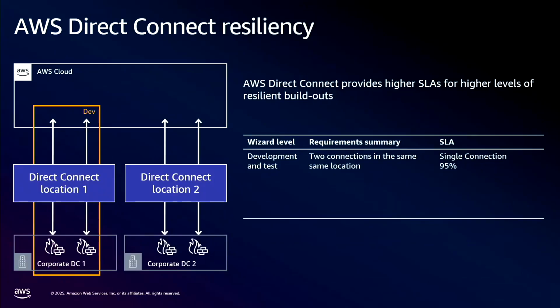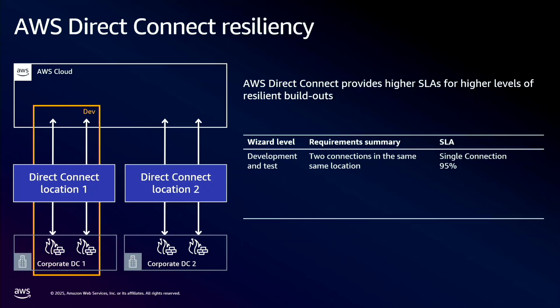What about resiliency? We talked about resiliency for VPN. What about for Direct Connect? Well, resiliency can be thought of in sort of low, medium, and high, if you will, and the way this is facilitated is by the number of physical locations that you choose and the number of circuits you take. So a development and test environment will probably use something like 2 connections in one facility. And this will actually give you a 99.9% SLA from AWS.